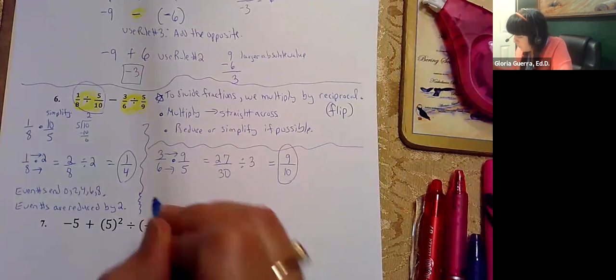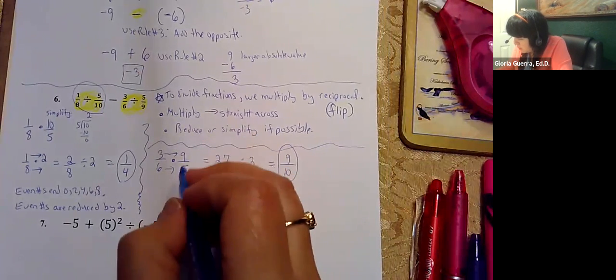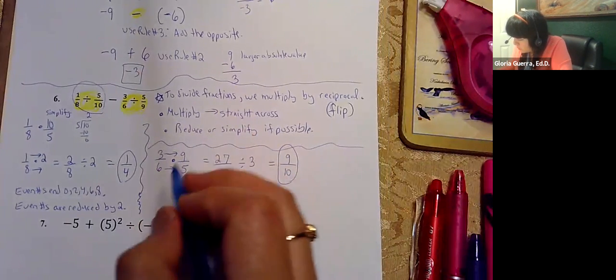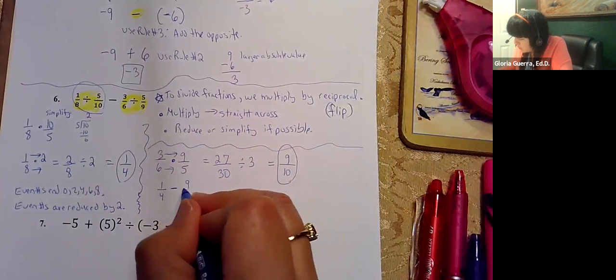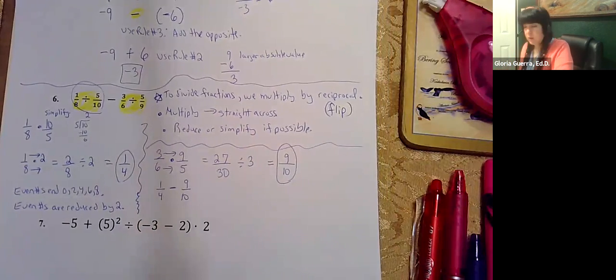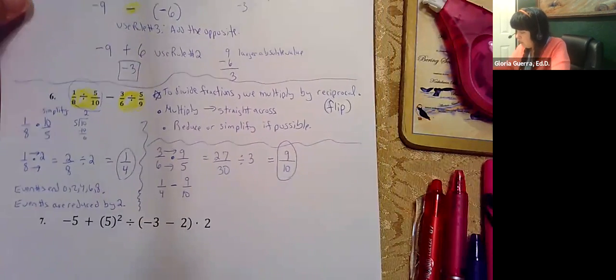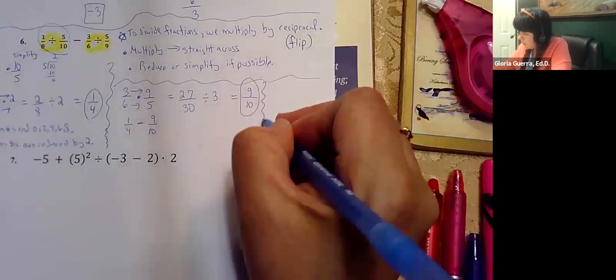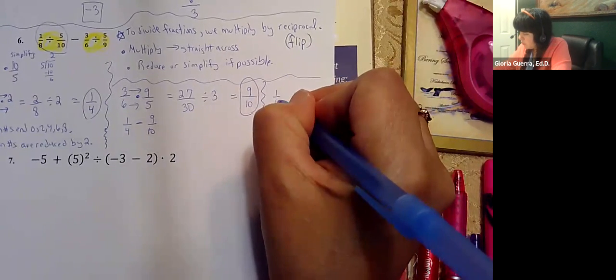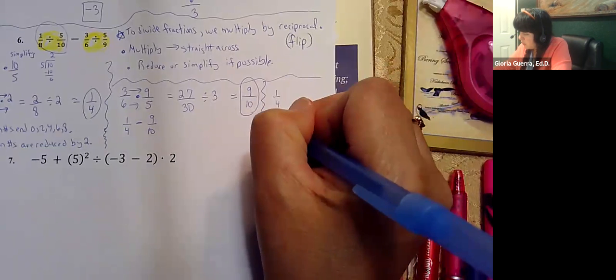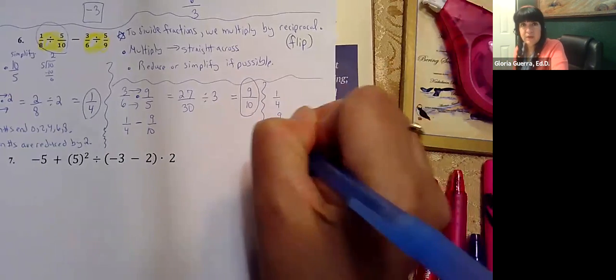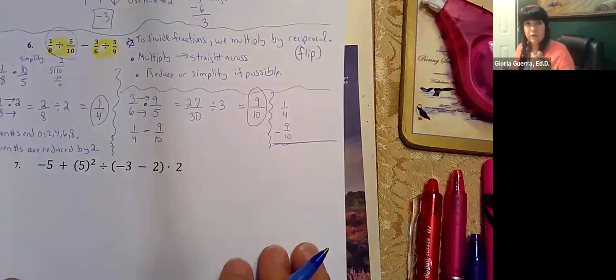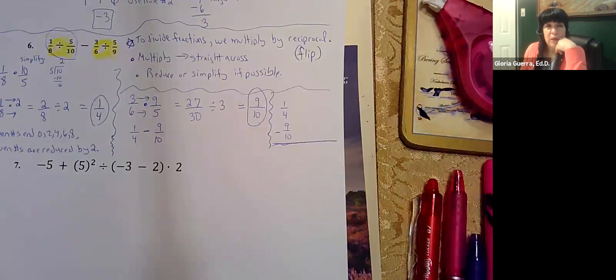Okay, so then we have 1/4 take away 9/10. That's what we have. Or if you like to stack them, 1/4 take away 9/10. Okay, so now you've got to find common denominators. A common denominator would be 40.